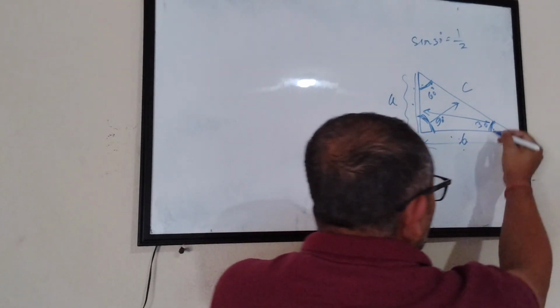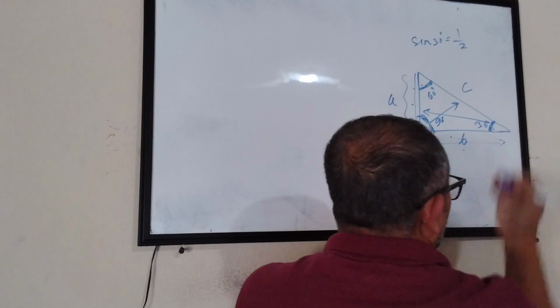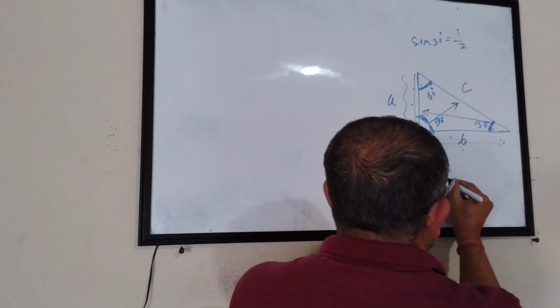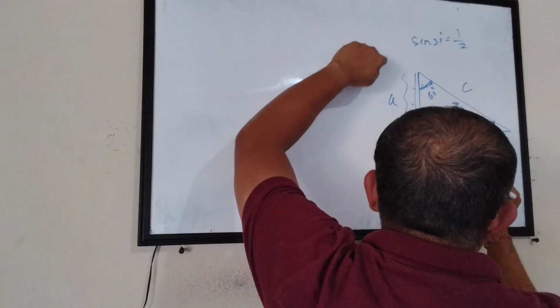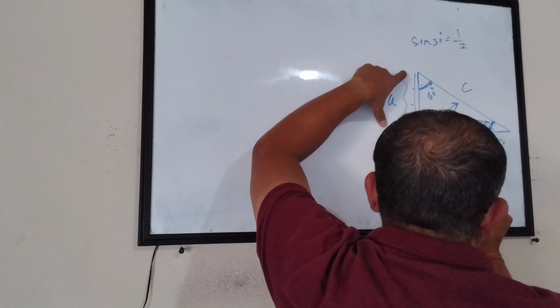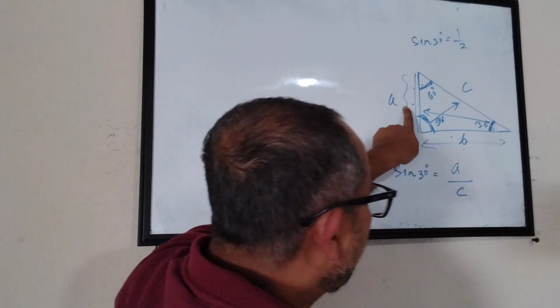Now let's look at this one. So we are saying sin 30 degree equals how much? Sin 30 degree equals A divided by C. Now, how much is the value of A?